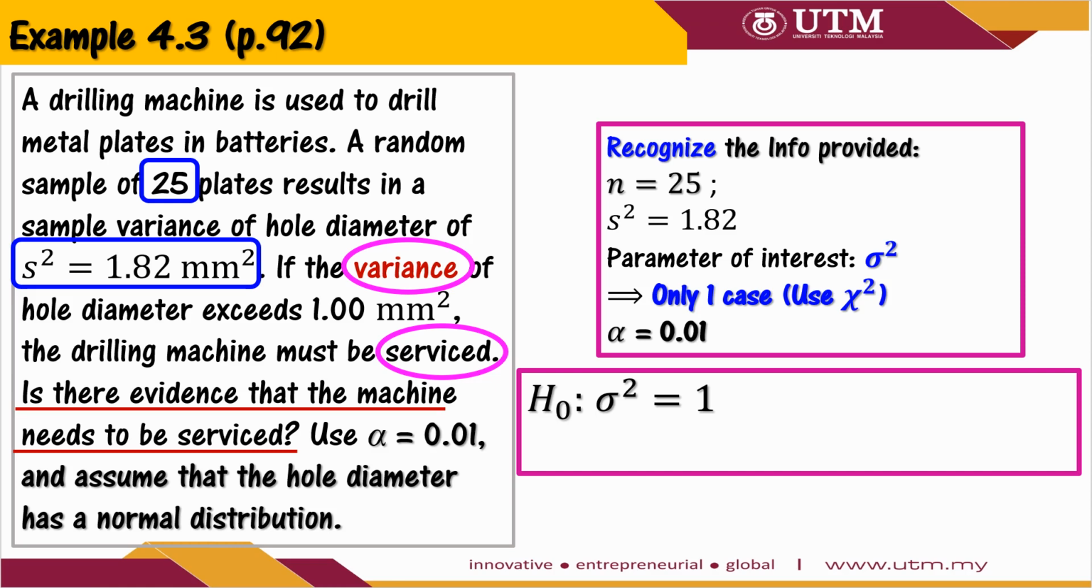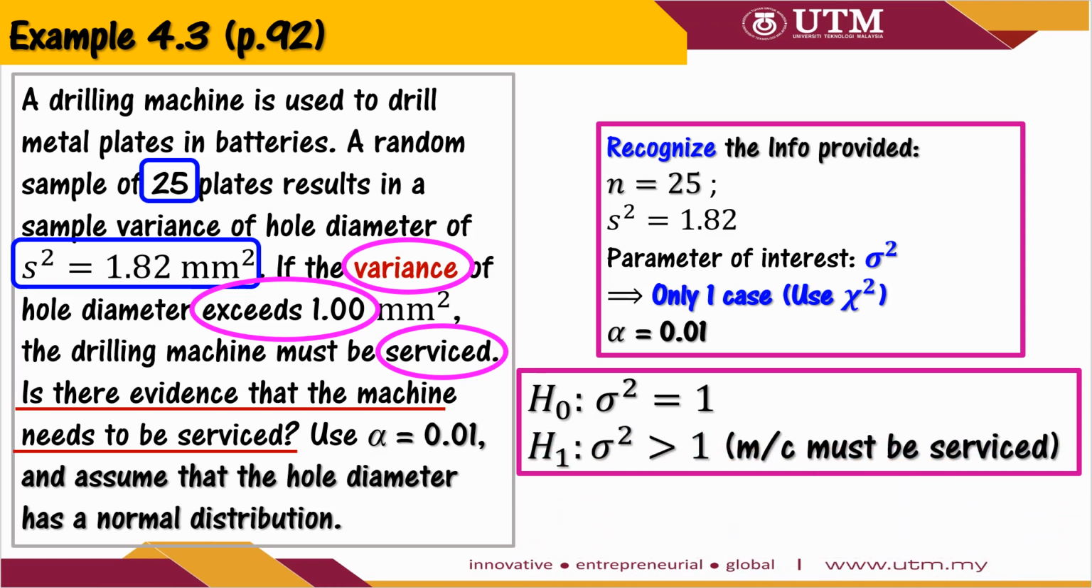What about H1? Look again at the question. If the variance of hole diameter exceeds 1 millimeter squared, the drilling machine must be serviced. The keyword exceed here refers to a greater than sign which should be under H1. Therefore, we can write under H1: sigma squared is greater than 1, which indicates that the drilling machine must be serviced.